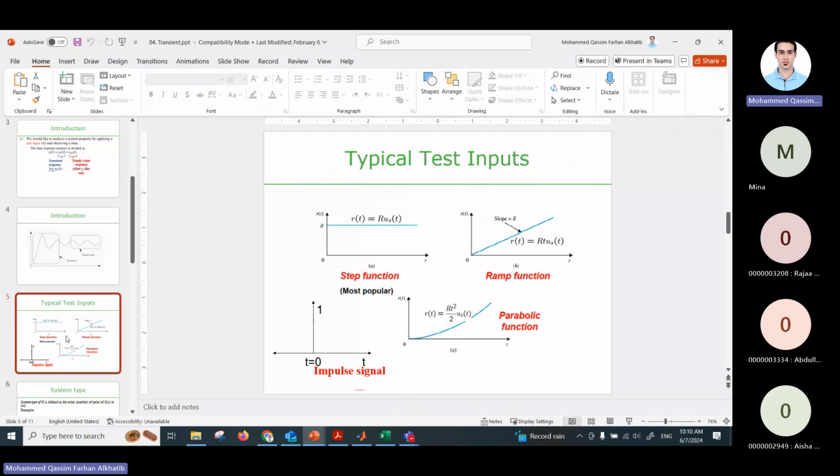Types of inputs, we've seen that in the lectures. We usually deal with impulse, step, ramp. A parabolic, we don't deal with parabolic. It will be extremely complicated, but those are the usual inputs. In this lecture today in MATLAB, I'll focus only on the step and the impulse.